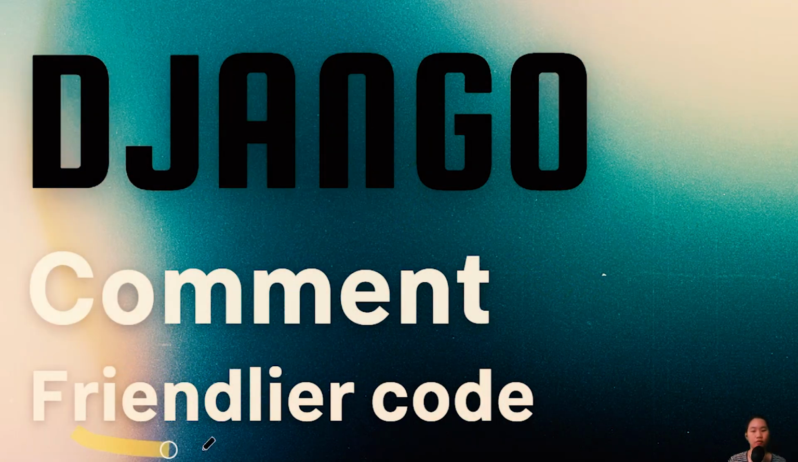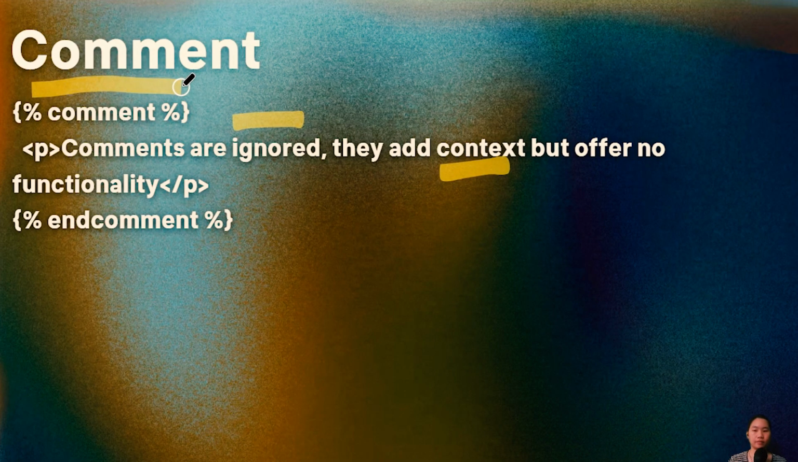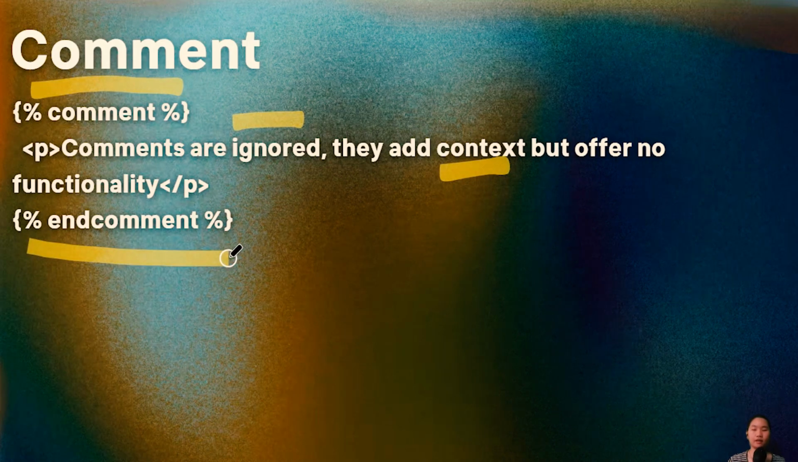Comment to make friendlier code. Now, what is a comment? Okay, comments are basically lines of code that are ignored. What they do is they add context, but no functionality whatsoever. This is the starting comment, and this is the end comment. Okay, and these separate tags allow for multi-line comments.